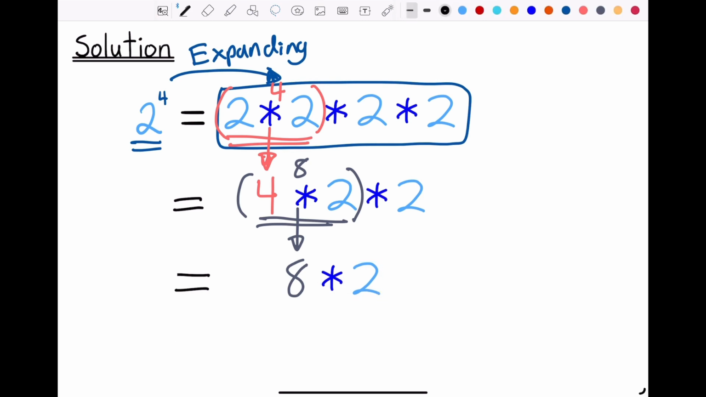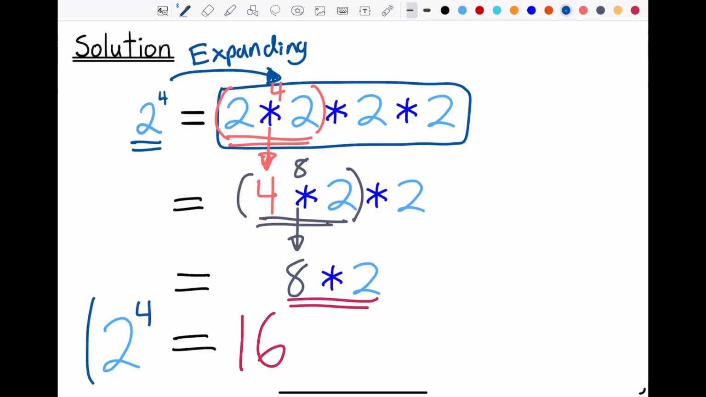And we're almost done. 8 times 2 equals 16. So that finishes the calculation. So this tells us that 2 to the 4th power equals 16. And we are done.